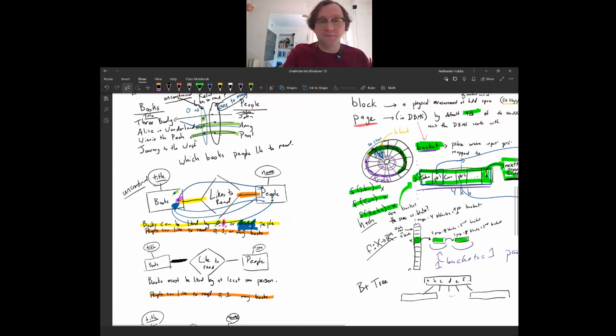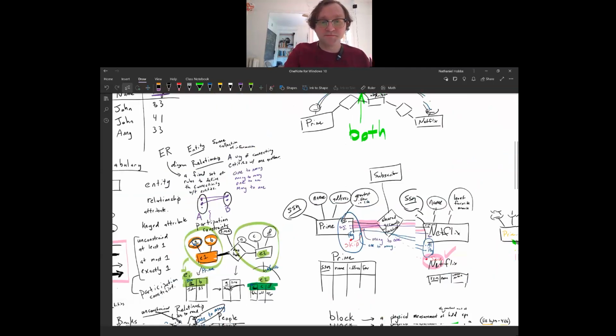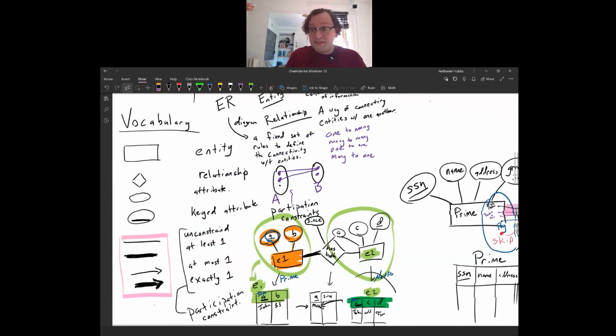So let's go back to entity relationship diagrams. We have entities that are rectangles. Entities are connected via a relationship that is a triangle. Relationships can also have attributes. But the entities must have at least one keyed attribute. That is to say that any entries for that column have to be unique.